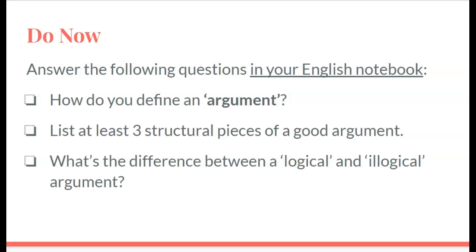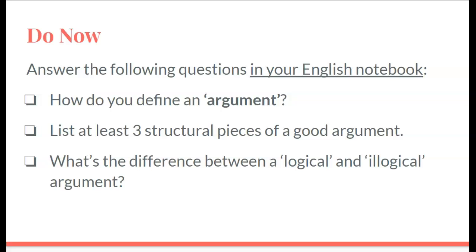So to answer the first question, how do you define an argument? We often think of an argument the way we use the word in normal day-to-day language, and that's whenever you basically have a fight with someone, right? When you have a disagreement. But the way you define an argument in the academic sense of the term is creating a structured version of your opinion, and then backing that up with claims.